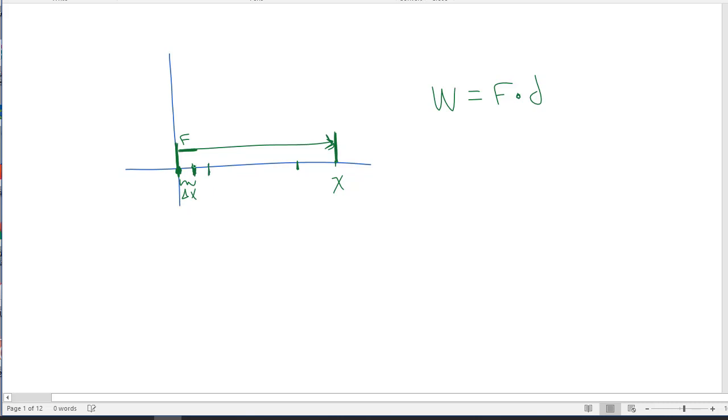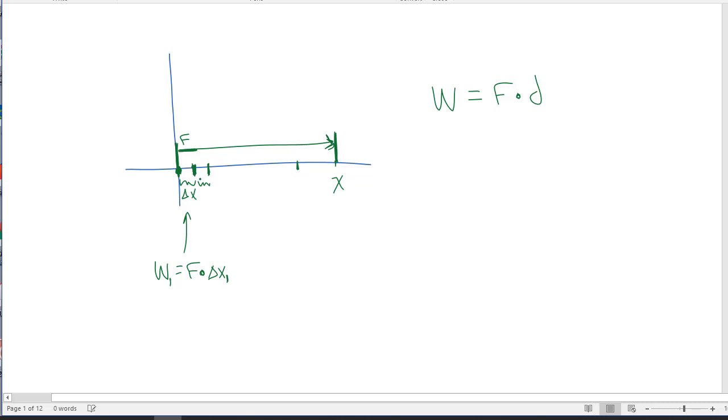And I would continue this process. Then I would look from, let's say, 1 foot to 2 feet. And again, in that particular segment, the force is roughly constant. So in this segment here, the work is roughly a constant force times the distance moved. Let's call that the work of the first segment that I'm looking at. There's the first delta x.